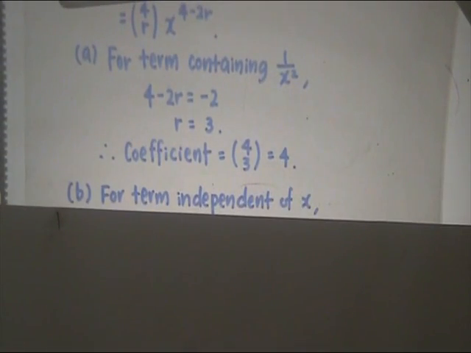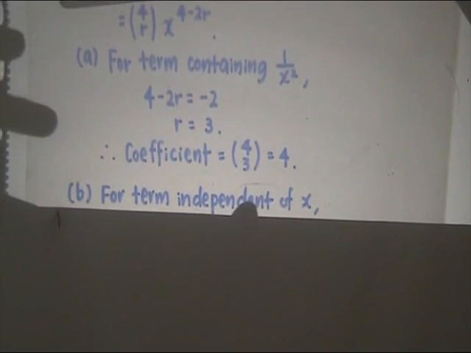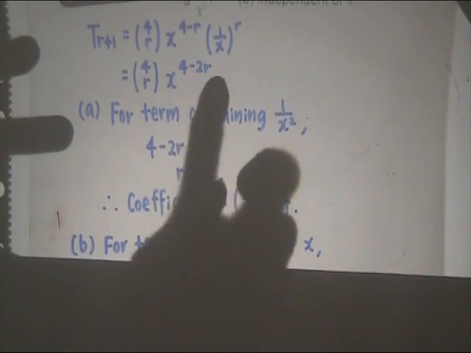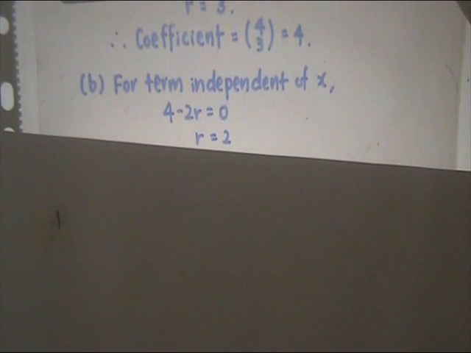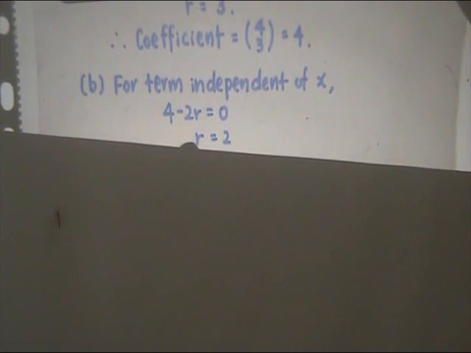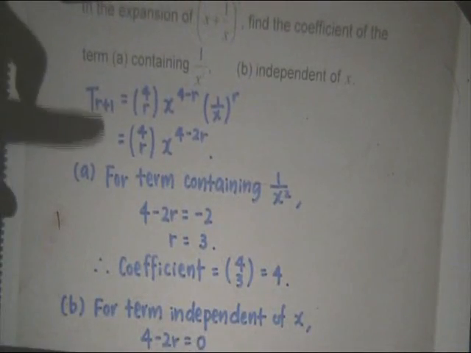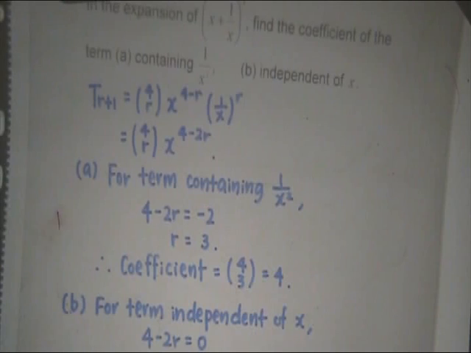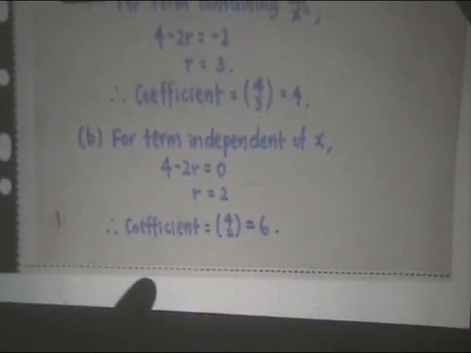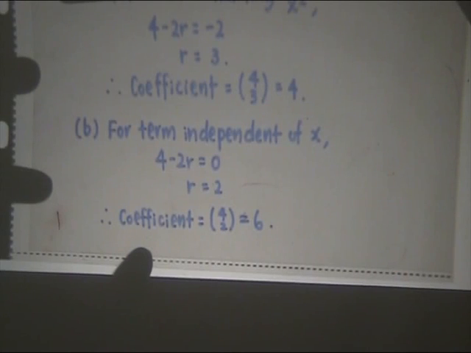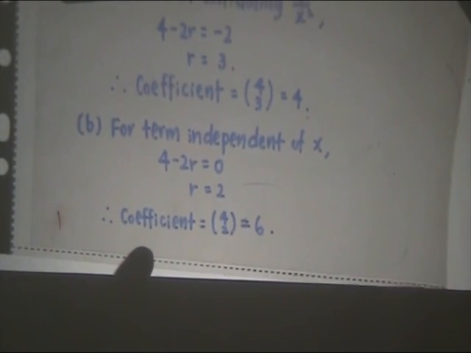For those who have tried, same thing. Using the general term, I equate the power to 0. I will have 4 minus 2r equal to 0 and find that r is equal to 2. Therefore, we go back to the general formula. When r equals 2, we can see that the coefficient is simply 4 choose 2, which is equal to 6. Did you get the answer? I hope you did.